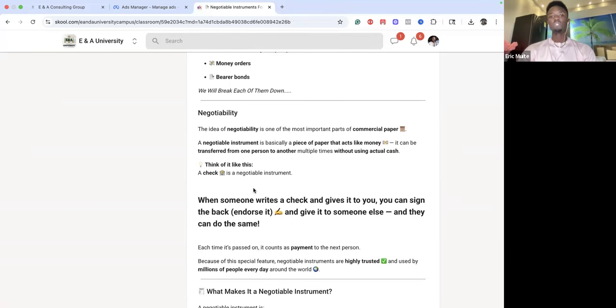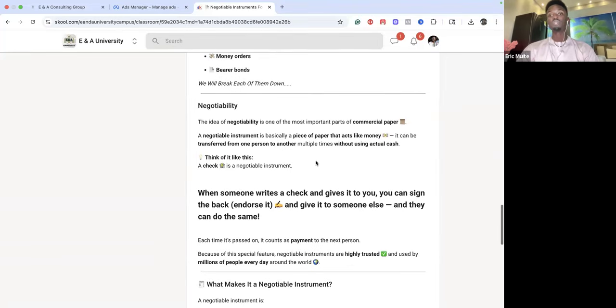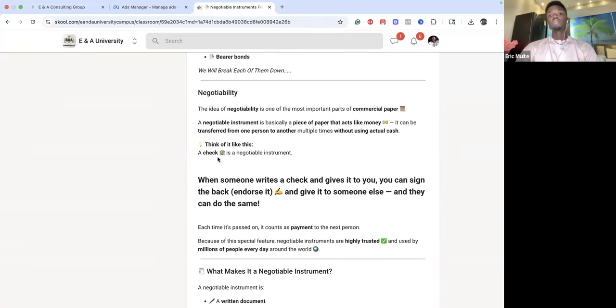What does negotiability mean? The idea of negotiability is one of the most important parts of commercial paper. A negotiable instrument is basically a piece of paper that acts like money. It can be transferred from one person to another multiple times without actually using cash. Think of it like a check, right? The check is the number one most negotiable one. And this is the best example I give, right?